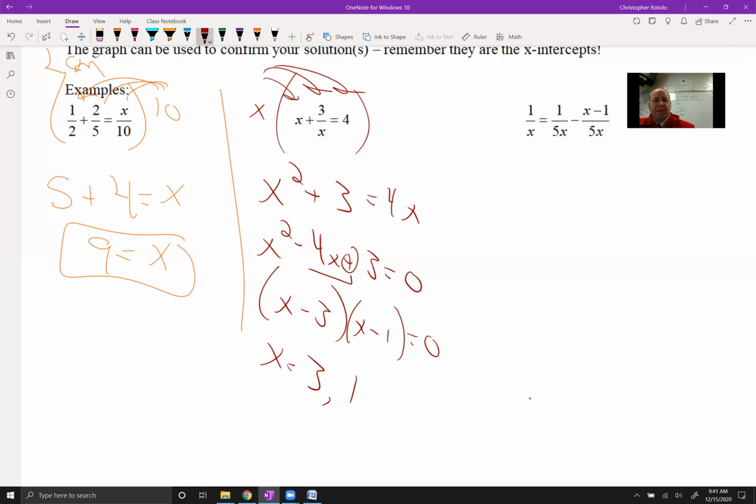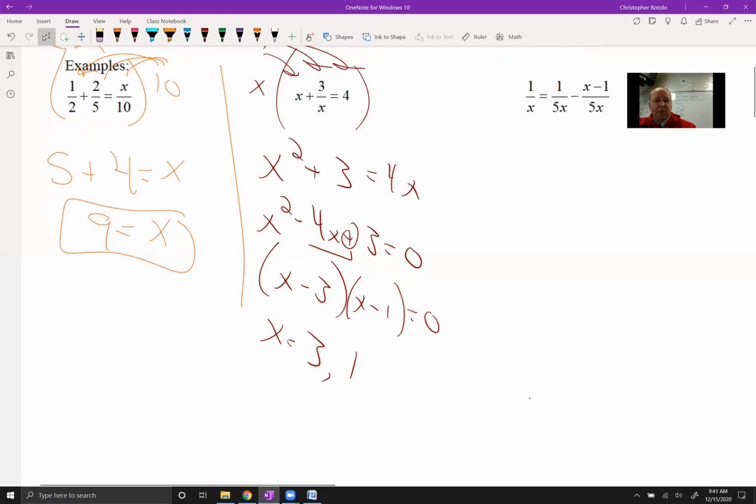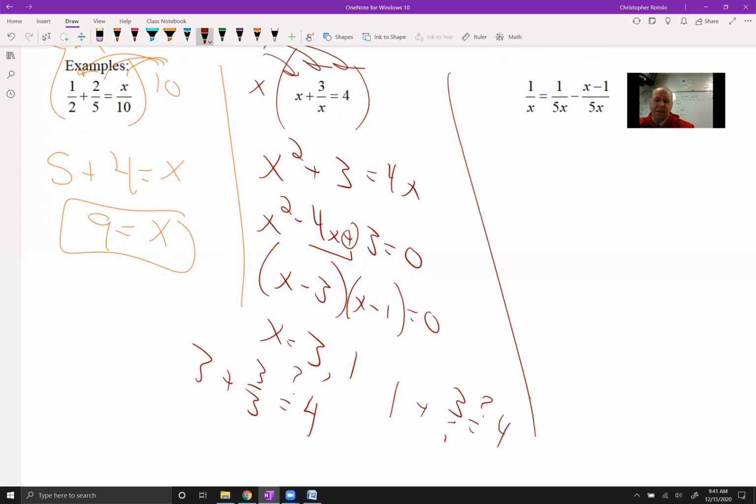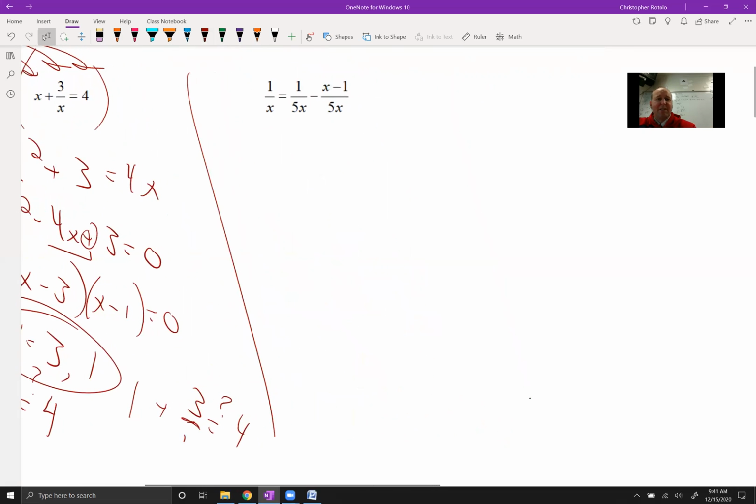So if I get 3, does that work? So 3 plus 3 over 3, does that equal 4? And 1 plus 3 over 1, does that equal 4? Okay, so I said once we get to quadratics, we're going to have to check a little bit. So I get 4 equals 4 here and 4 equals 4 there. So they're both good solutions. So we'll keep them. I like good solutions. Why? Because they're good. That's why.